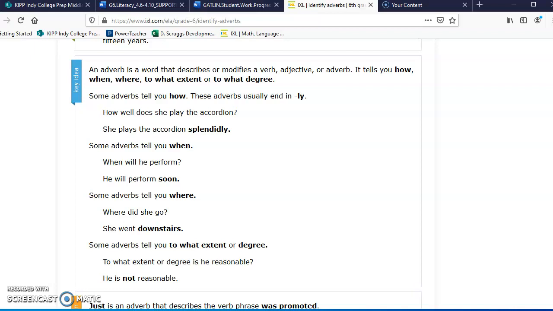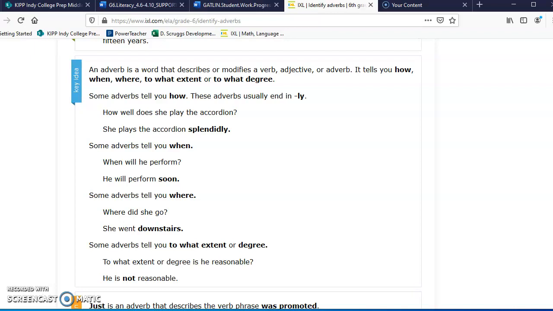Splendidly. How well does she play the accordion? She plays the accordion splendidly. Some adverbs tell you when. When will he perform? He will perform soon. Some adverbs tell you where. Where did she go? She went downstairs.